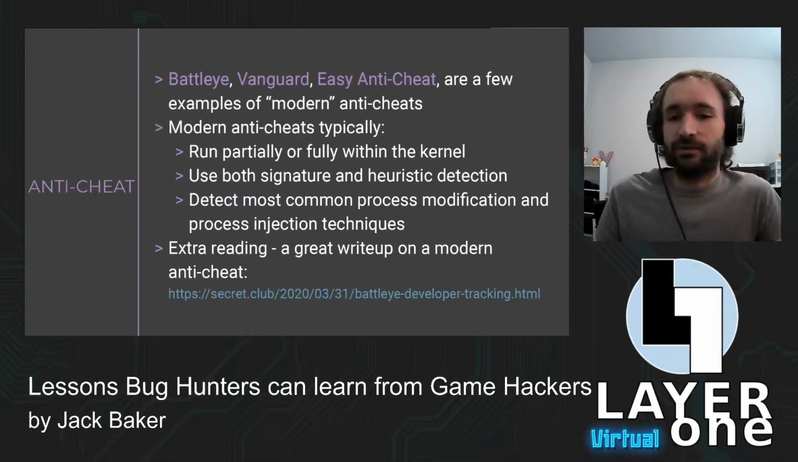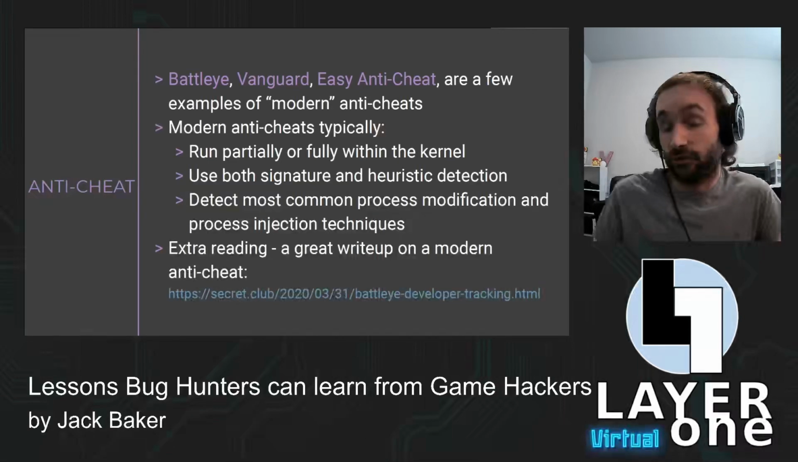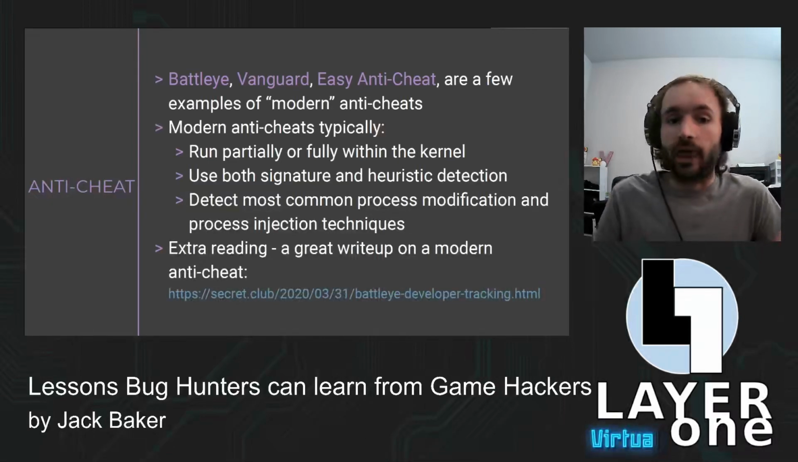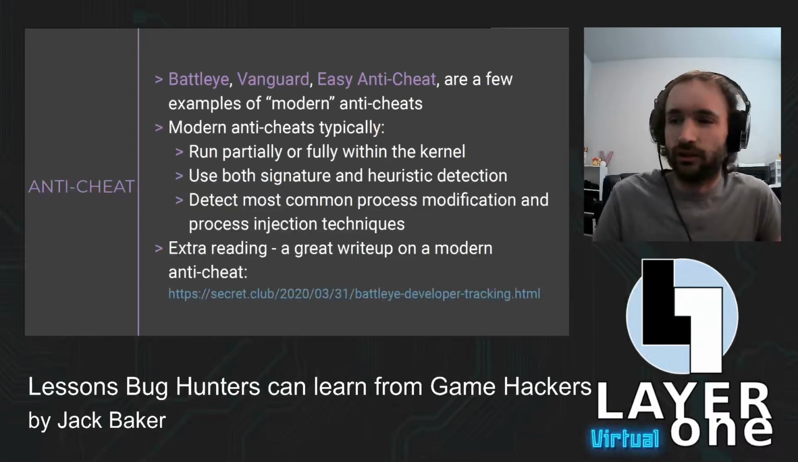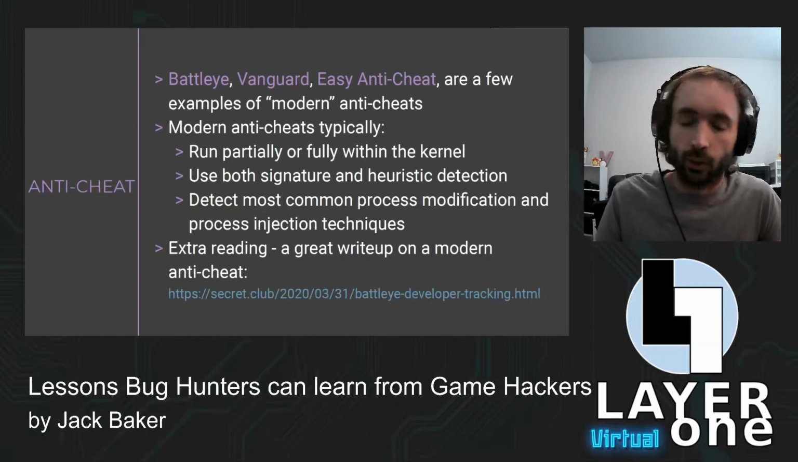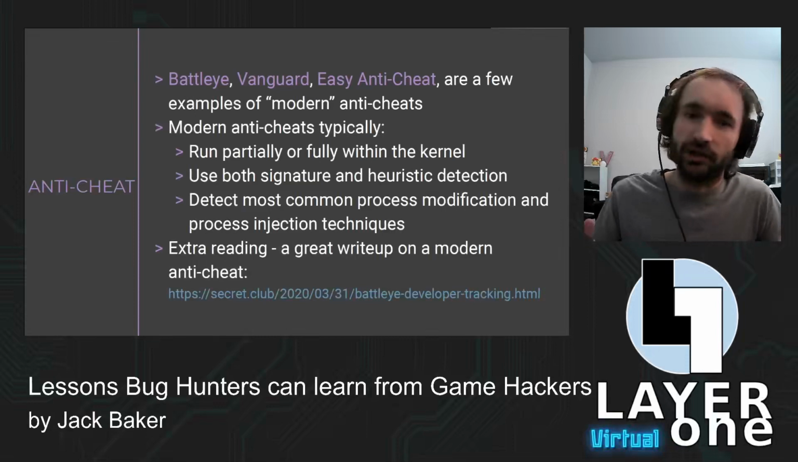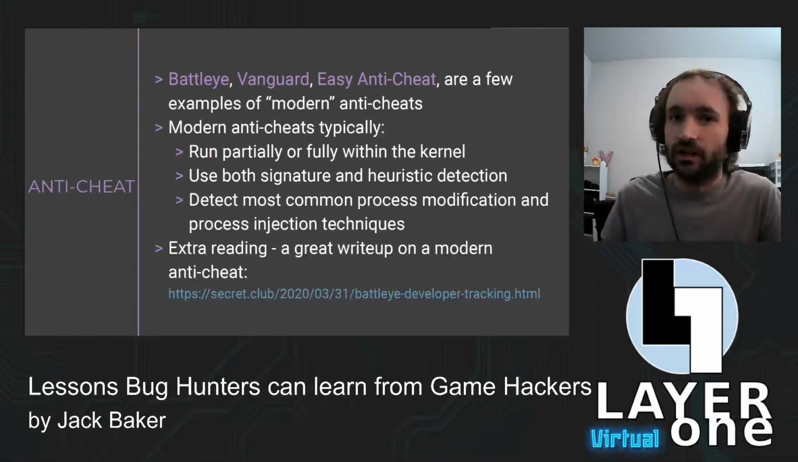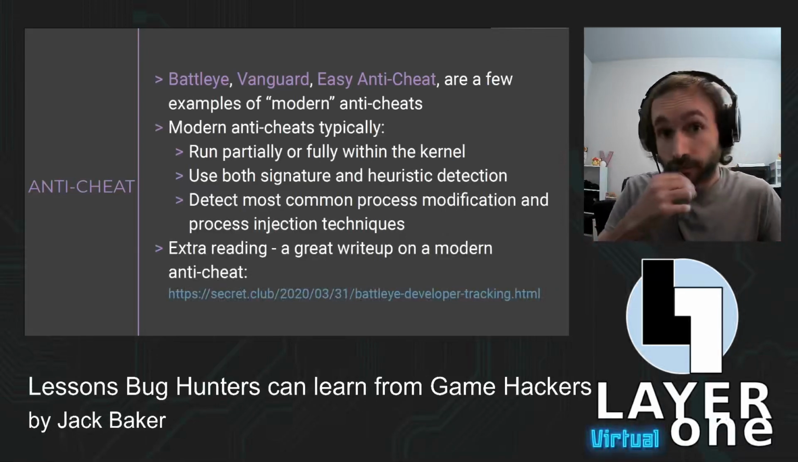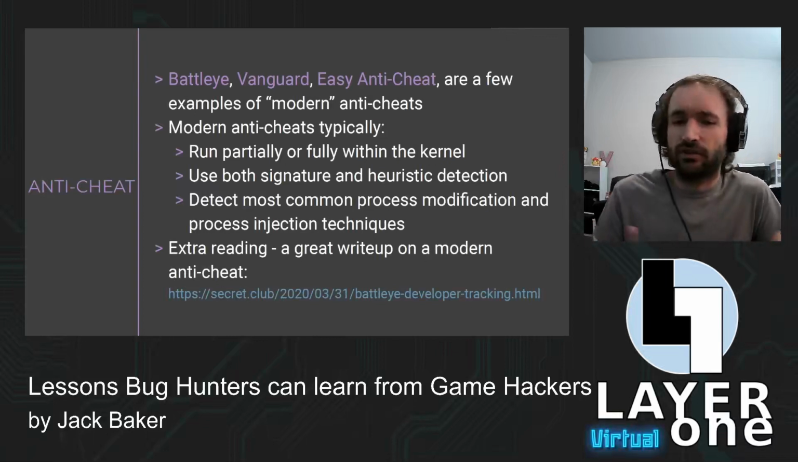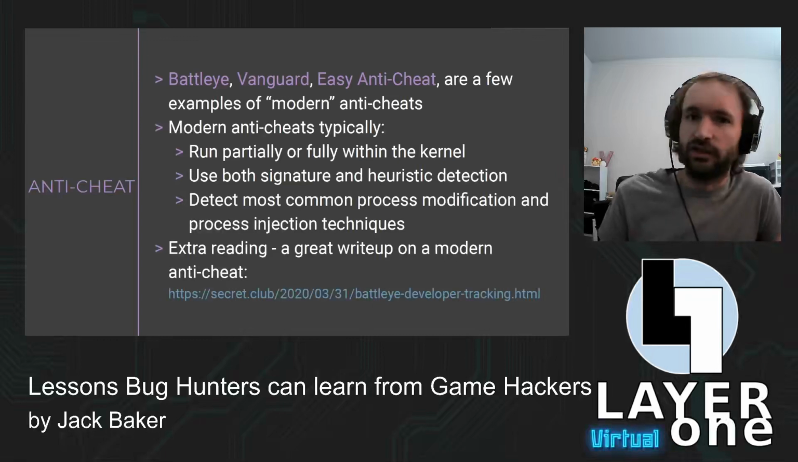Modern anti-cheats typically have a few things in common. At this point, they typically run partially or fully within the kernel. They do signature detection where they look for known executables or known patterns of cheats that have been seen before. And they do heuristic detection where they look at the behavior of processes and flag if they see something suspicious. And anti-cheats typically will detect and stop most of the common process modification and process injection techniques.